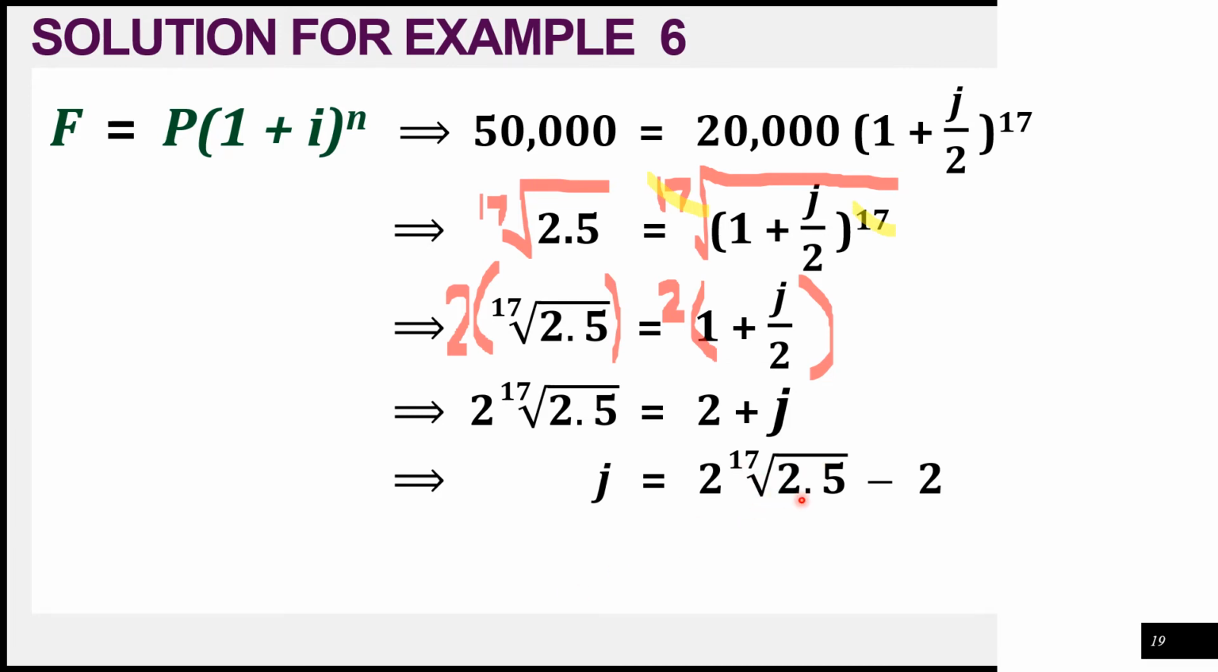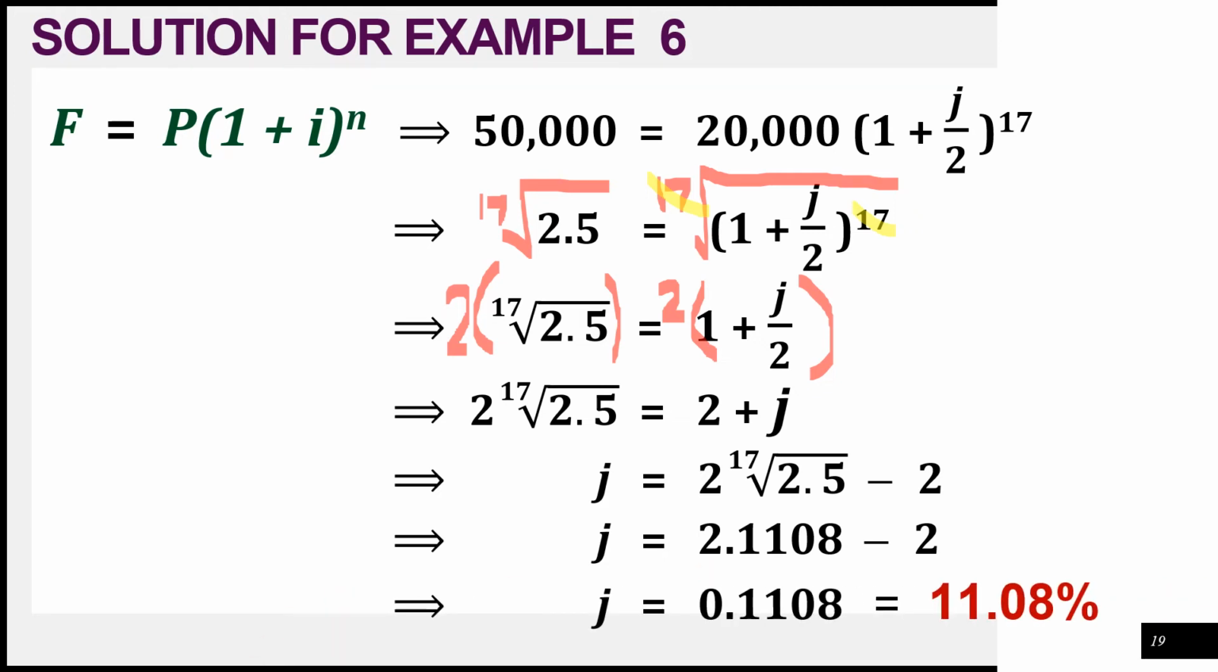Now, solving for the value of this one, all we have to do is just to use our calculator by getting the 17th root of 2.5 and then multiply it by 2. So, solving for the value of this one and multiplying it by 2, we will get 2.1108. And then minus 2, we get 0.1108. And then, converting this decimal value to its percent form, we get 11.08%. Therefore, for this problem, our nominal rate is equal to 11.08%.